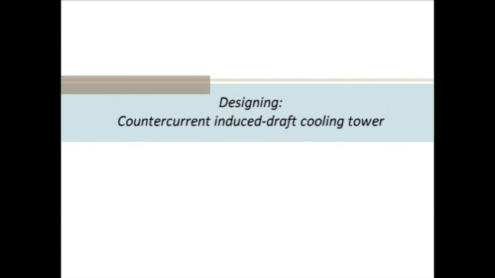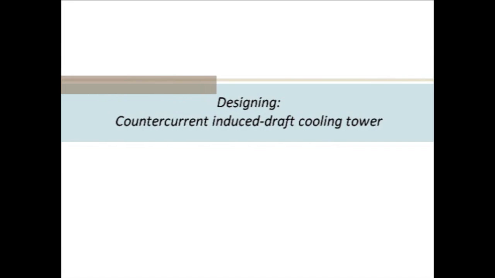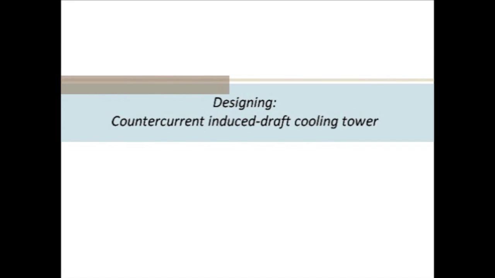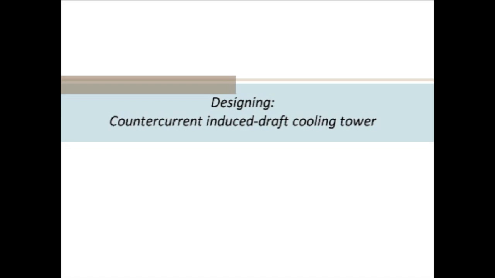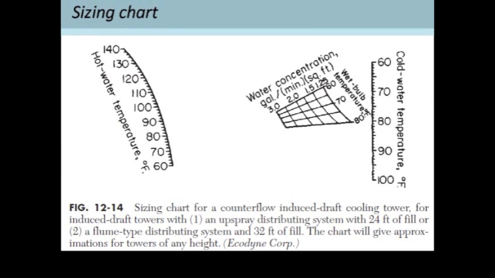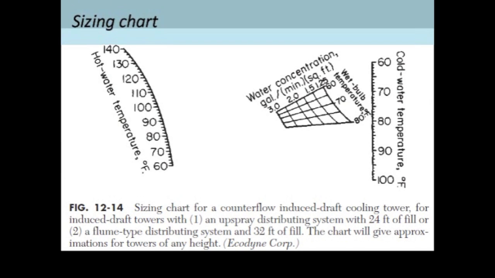The design of a countercurrent induced draft cooling tower is also important because it is the most common type used and is thermodynamically the more efficient type of induced draft cooling tower. In terms of sizing, the minimum area required for a given performance can be obtained in Figure 12-14 from Perry's Chemical Engineering Handbook 7th edition, where the relationship of the hot water, cold water, and wet bulb temperatures to the water concentration is shown in the graph below.